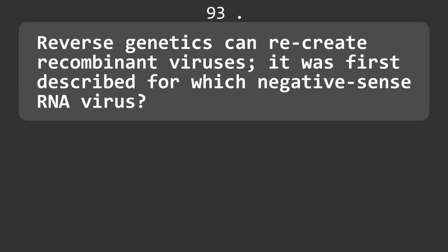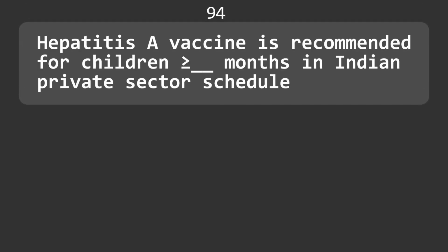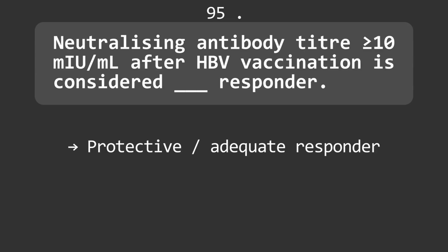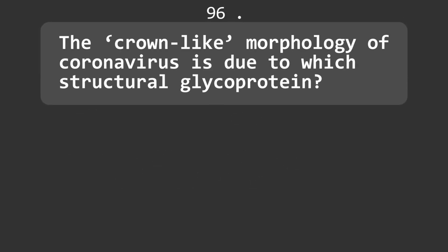Reverse genetics can recreate recombinant viruses. It was first described for which negative sense RNA virus? Influenza A virus. Hepatitis A vaccine is recommended for children greater than what age in the Indian private sector schedule? 12 months. Neutralizing antibody titer equal to 10 mIU per milliliter after HPV vaccination is considered a protective, adequate responder. The crown-like morphology of coronavirus is due to which structural glycoprotein? Spike S protein.